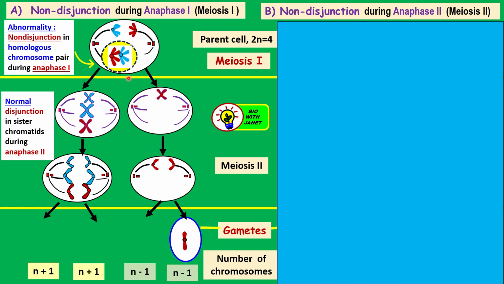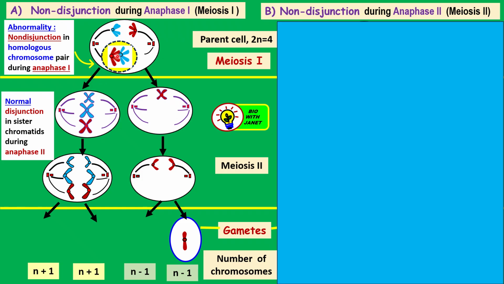Now, what happens in meiosis 2 to this cell? So the cell will divide into 2, and these are the intermediate daughter cells formed. So in the first daughter cell on the left here, we have 1 short chromosome and 2 long chromosomes, right?